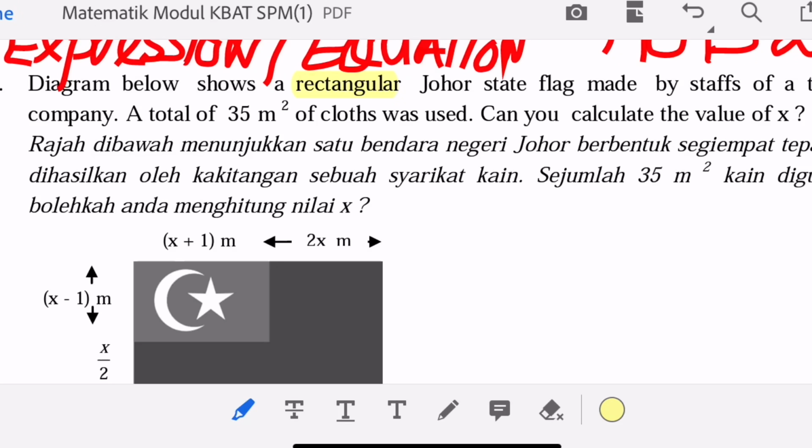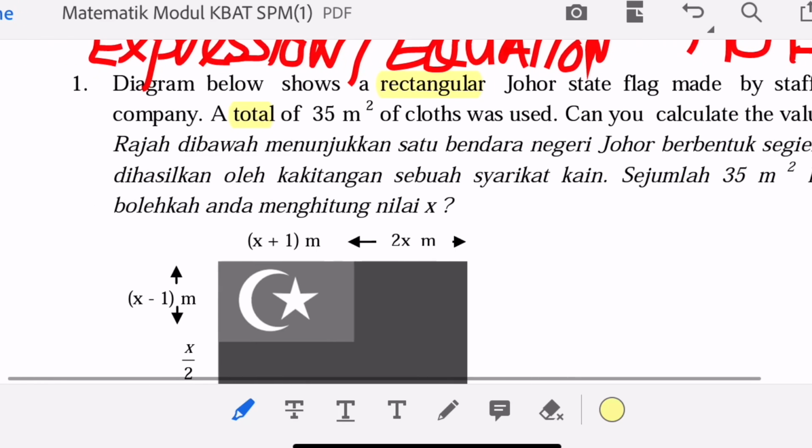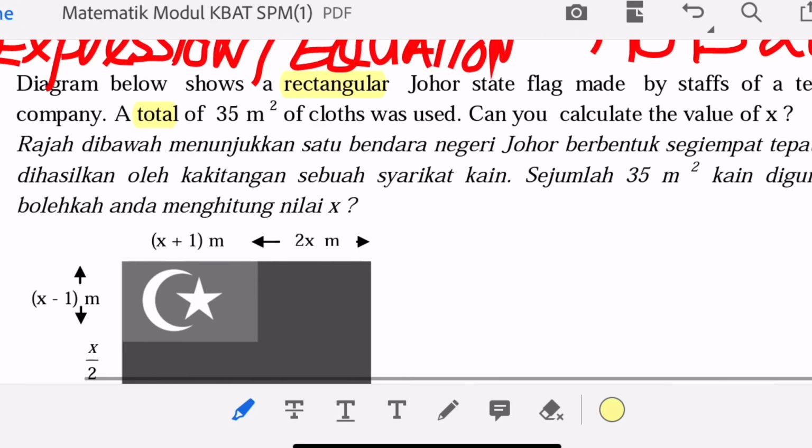Rectangular, have you highlighted? Rectangular is the keyword. So while you read a HOTS question, you identify the shape, the number, the total, and the operation. They will give you the operation. For example, when they say total, it must be that you add everything, plus 35 meters square. Meter square is telling you the area. So when you read the question, you highlight like this and calculate what you need to calculate. You are asked to calculate the value of x.